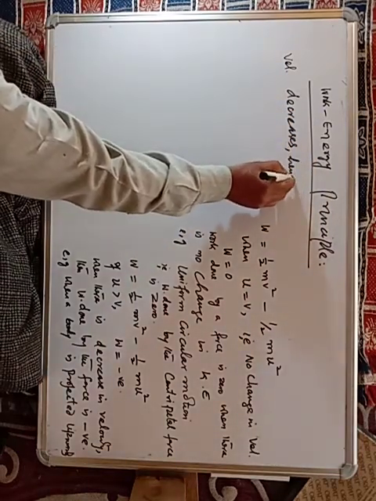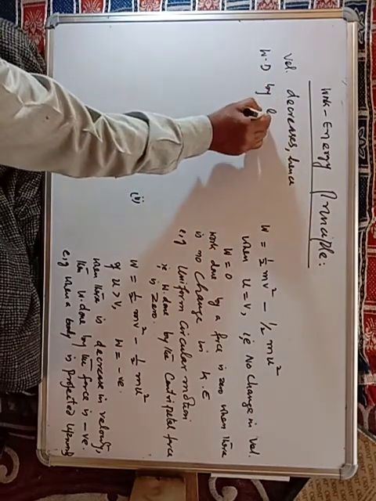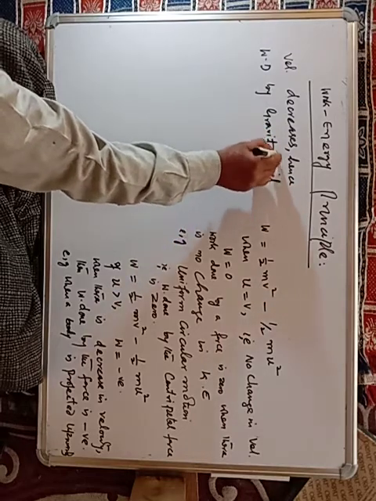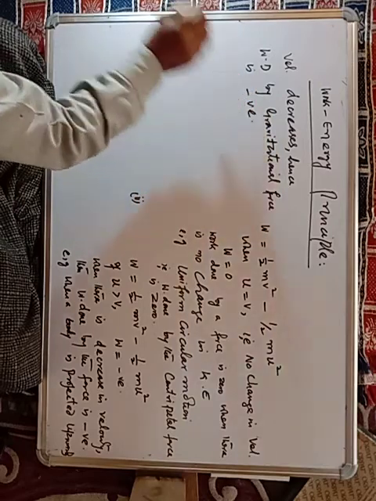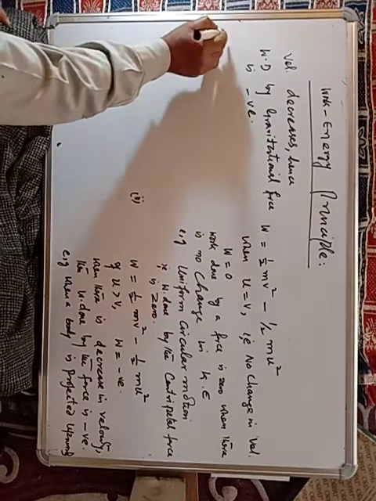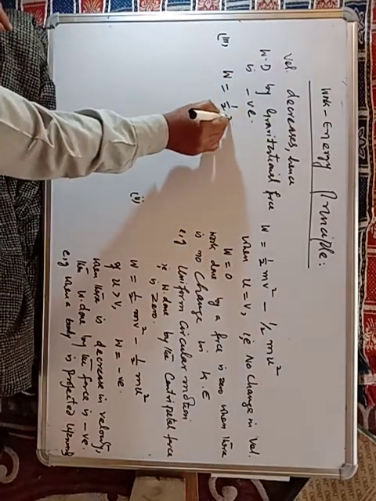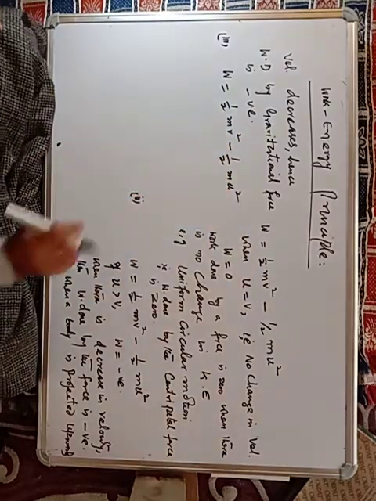Hence, work done by gravitational force is negative. And our third case will be W is equal to 1/2 of mv square minus 1/2 of mu square, right?